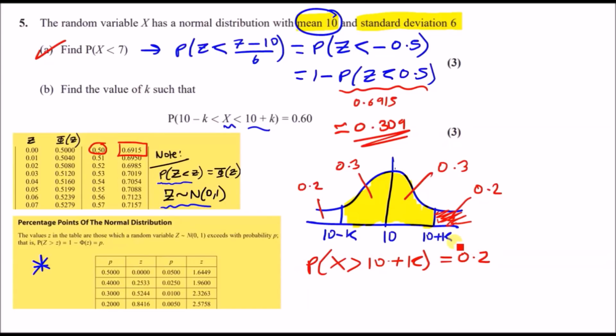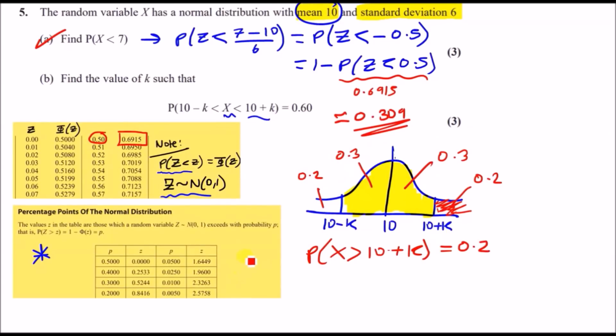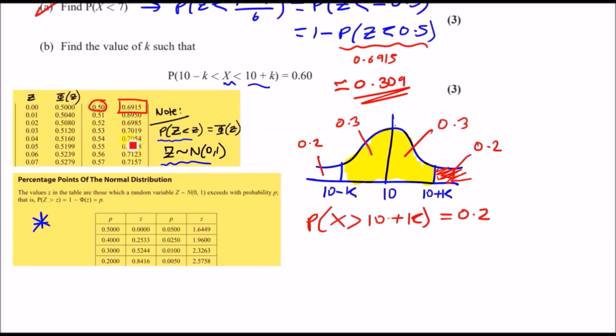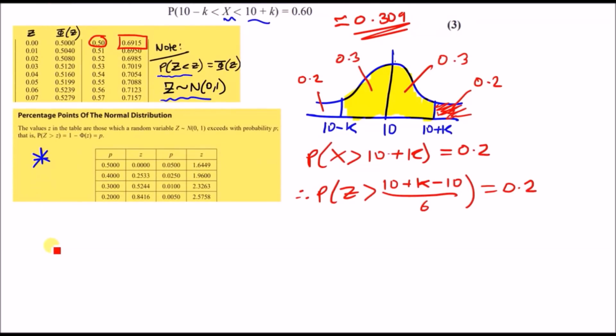Why are we doing this? It's because we need to use the percentage point table, and we're trying to find what that k value is. Well, to do it, we need to convert it to the z form as well. So changing this to the z form, remember, you always use the z form when you want to use tables, yeah? It's going to be 10 plus k minus the mean, which is 10, over standard deviation, which is 6. Again, it equals 0.2. Simplifying this middle part, 10 take away 10 cancels out, so you've got probability z is greater than k over 6. So almost done, guys, yeah, almost done.